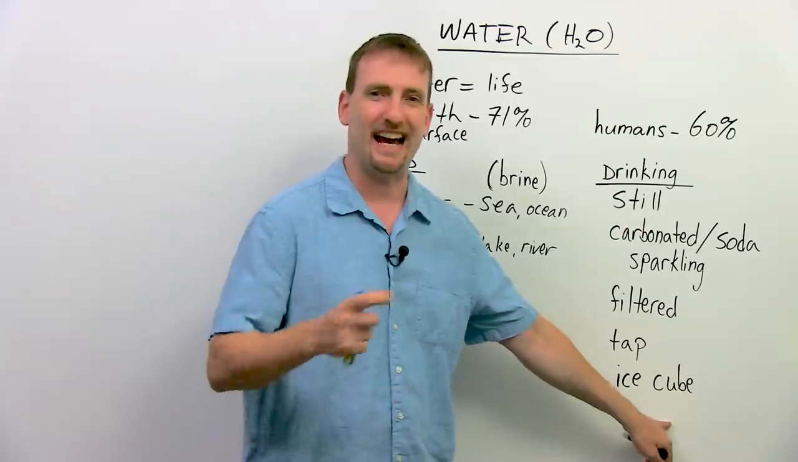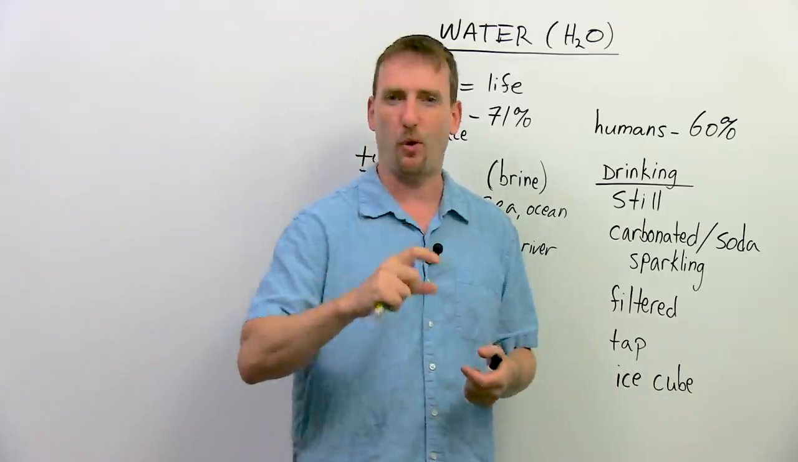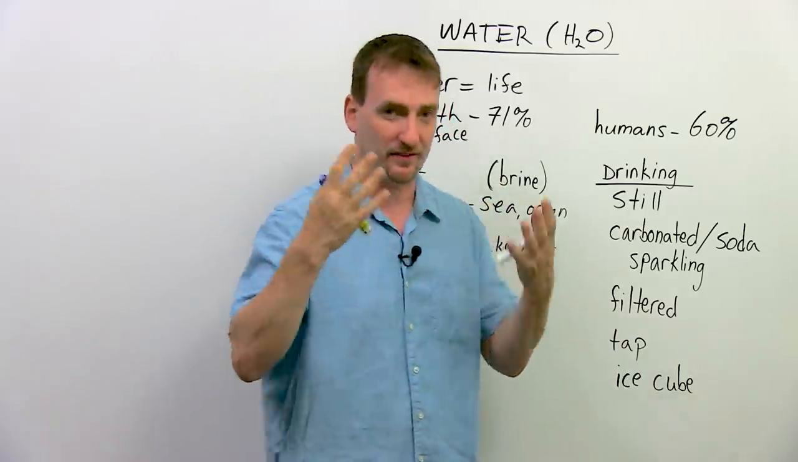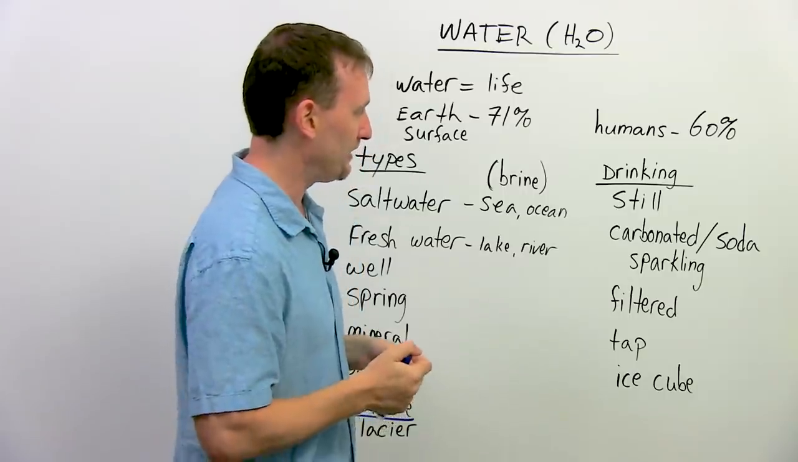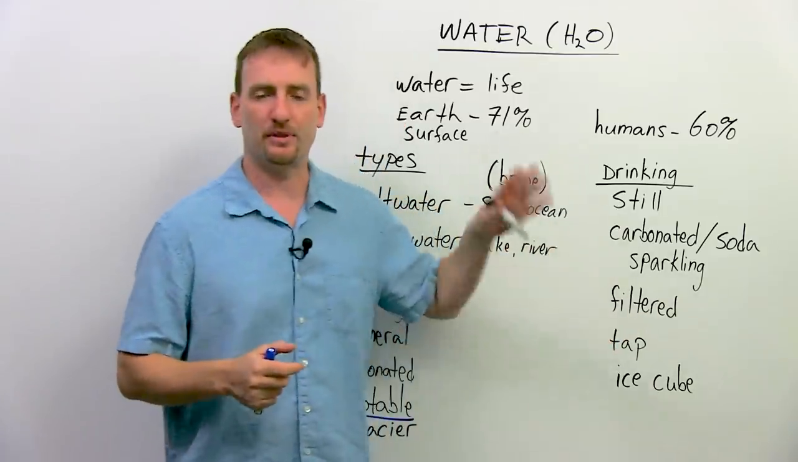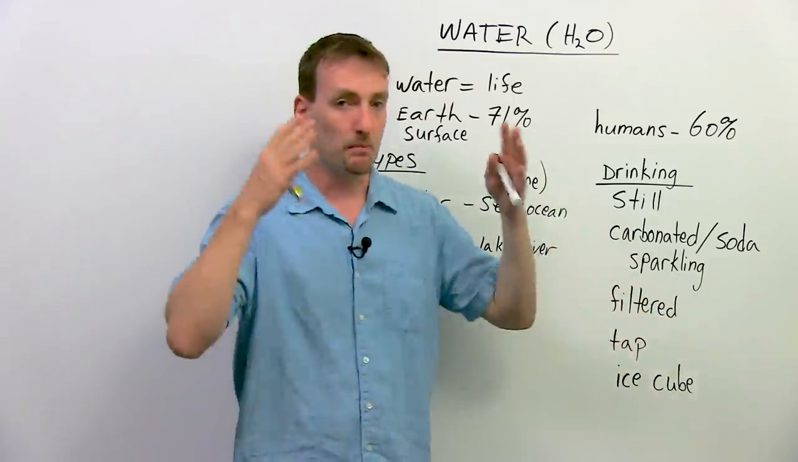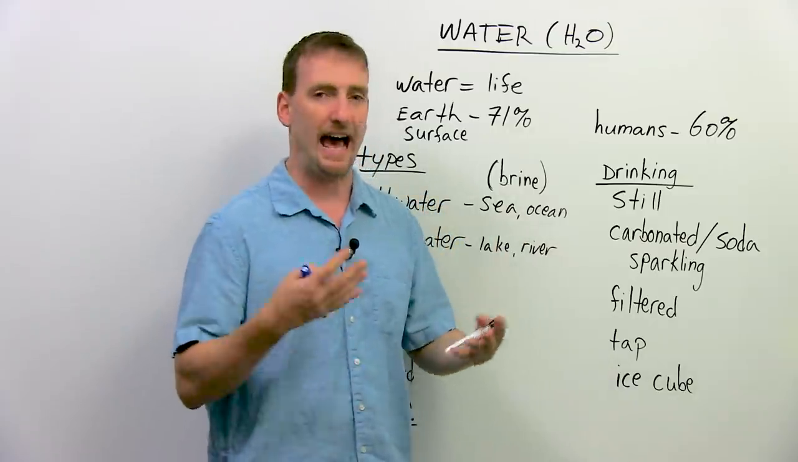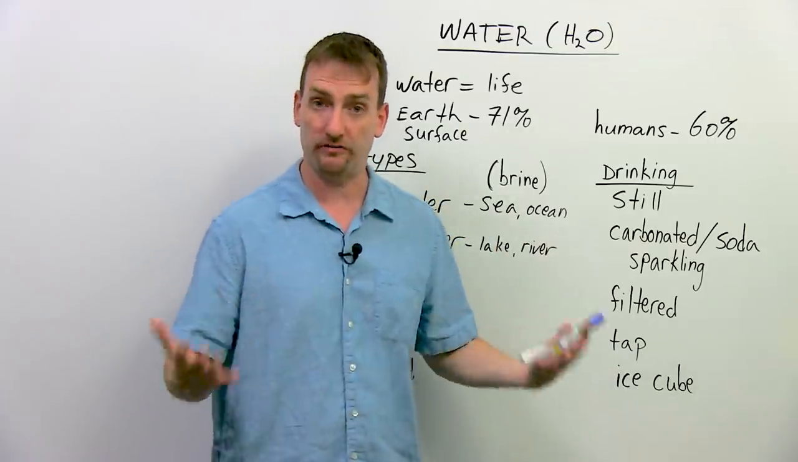And of course, you can put an ice cube. This is frozen water. Little cubes, different shapes, but we call them all ice cubes. So, we know the types, we know what we can drink. More importantly, let's look at how we can manage our water resources.